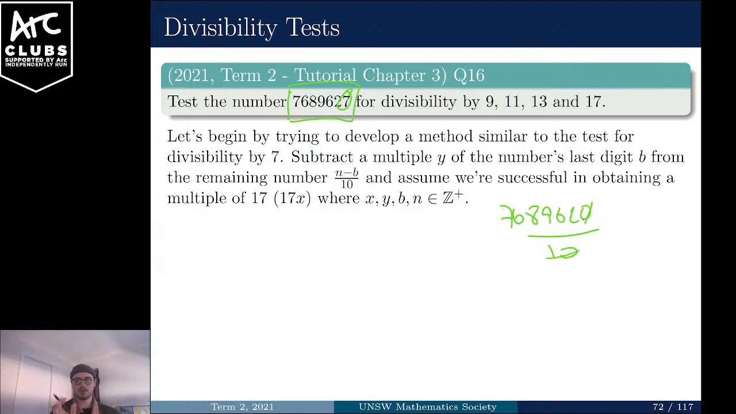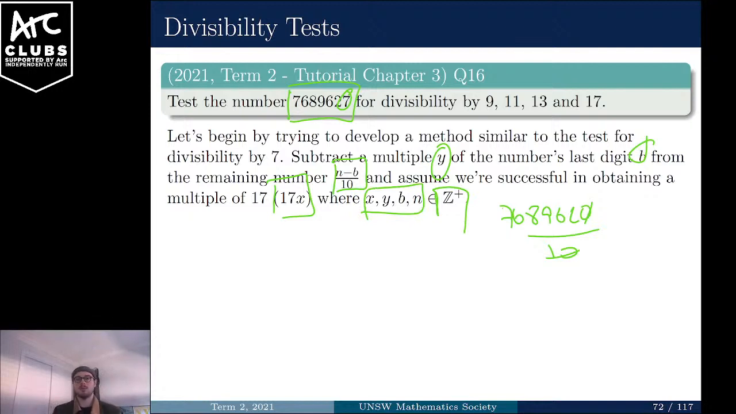So then we're working with the rest of the number. This is the rest of the number, and we're taking y multiples of b. Now let's say we do that, and we've chosen y in such a way that what we get is divisible by 17. Let's say it's 17 times some number x, and all of these numbers are just positive integers.